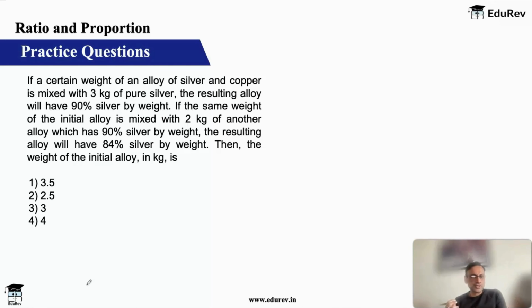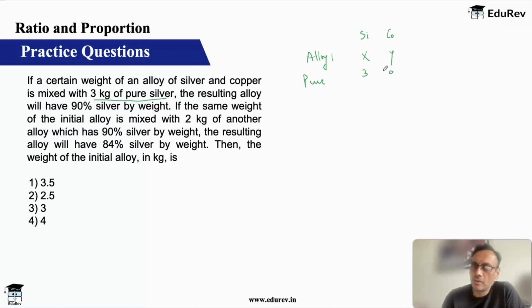So let's look at this first question. A certain weight of an alloy of silver and copper is mixed with 3 kgs of pure silver. Let's assume this alloy to be alloy 1. We have silver and we have copper. So let's say it has X kgs of silver and Y kgs of copper. And we mix pure 3 kgs of silver, so it will have no copper. Now the weight of silver is going to be X plus 3. The total weight is going to be X plus Y plus 3. This is given as 0.9 because it has 90% silver by weight. This is your first equation.